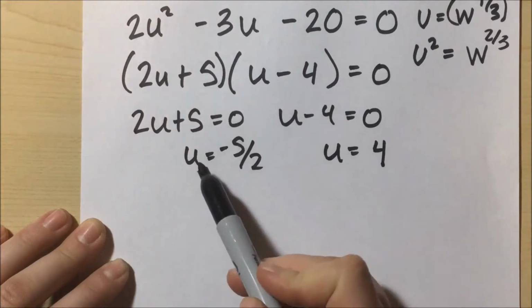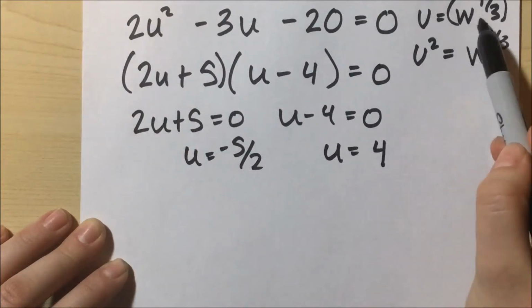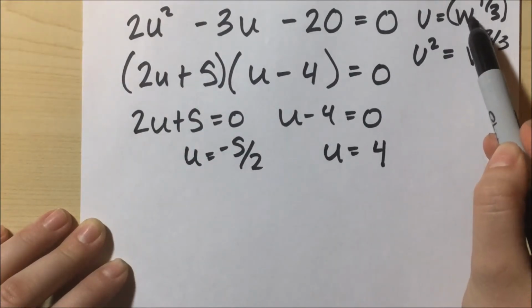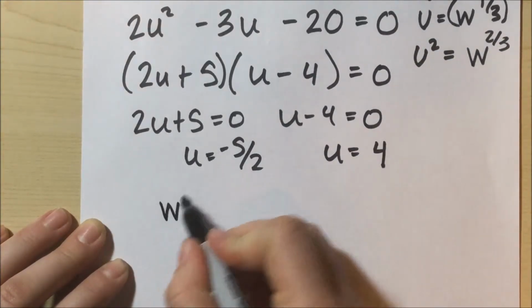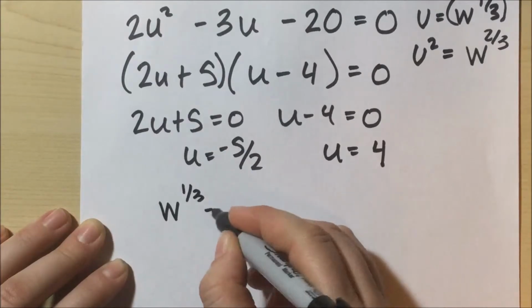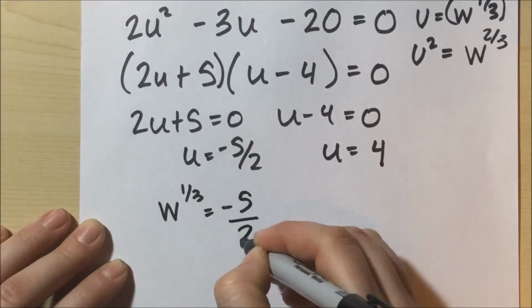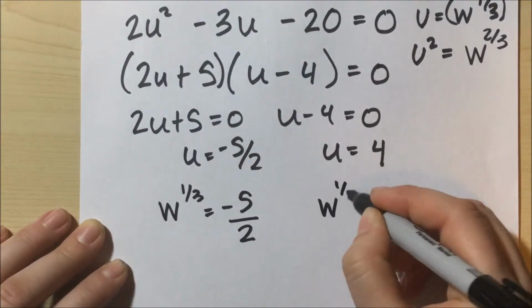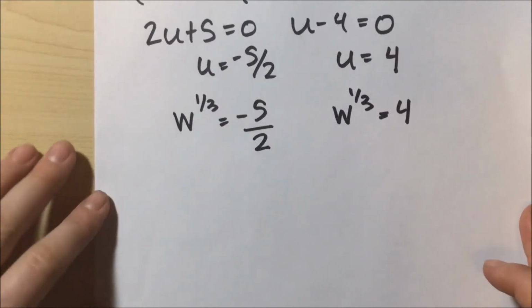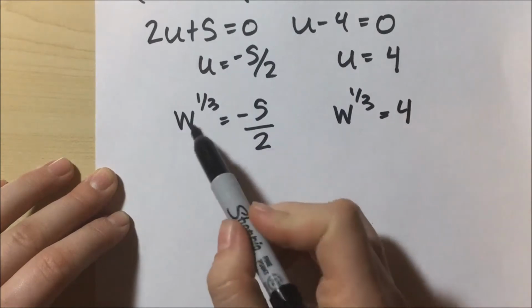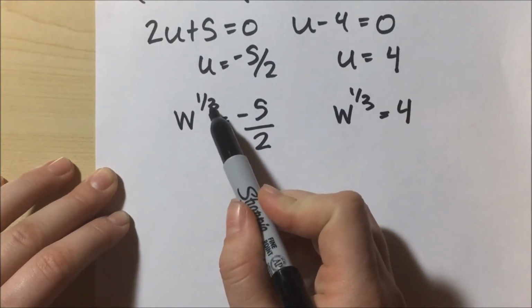So, u here, u there, I'm going to have to replug w^(1/3) back in here where u is. So I have w^(1/3) equals negative 5 over 2. w^(1/3) equal to 4, because I'm asked to solve for w, not u. Okay, but w is not solved for yet. I still have that 1/3 there.